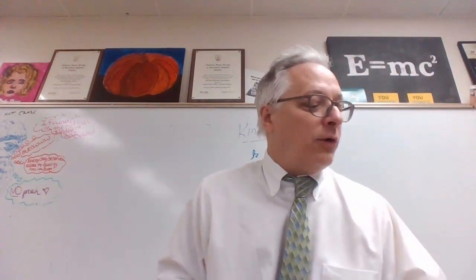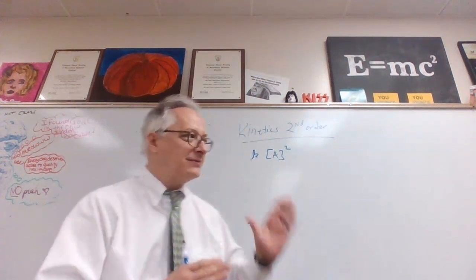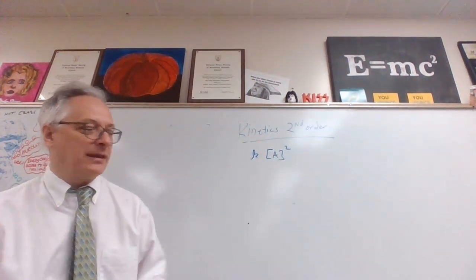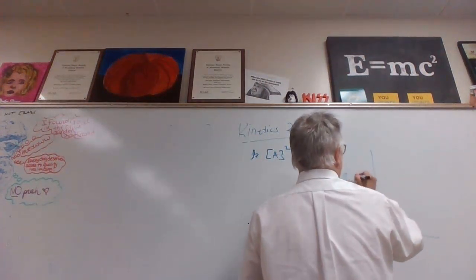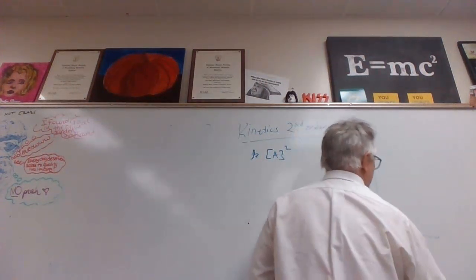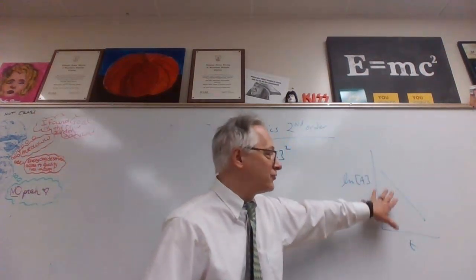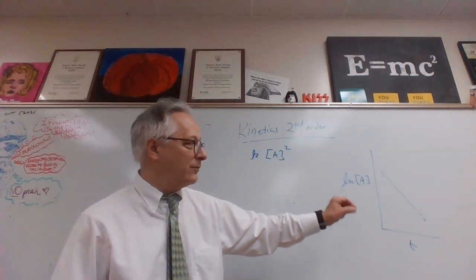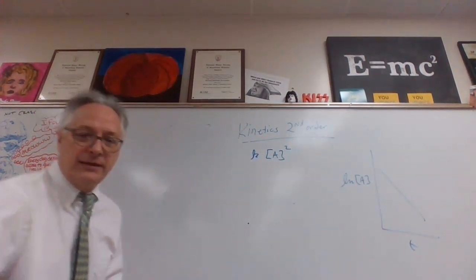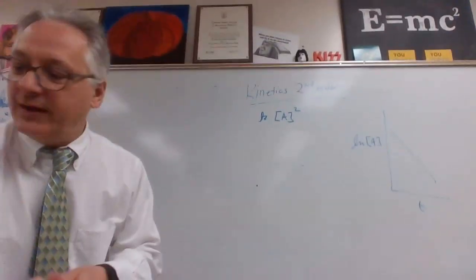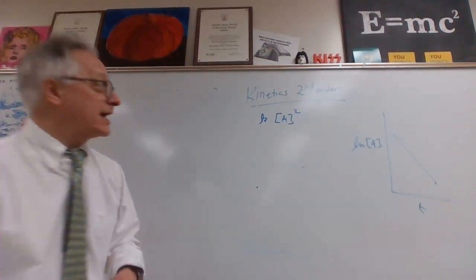All right. So remember, being able to identify graphs and determine the order from graphs. We've been spending a lot of time on looking at that one that said natural log of the concentration versus time is going to give you a straight line. So if you see something like that, a straight line, and you want to get the rate constant, that's the negative slope of that line.